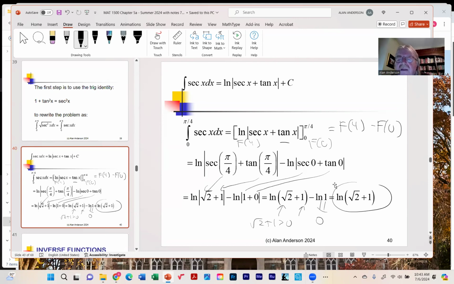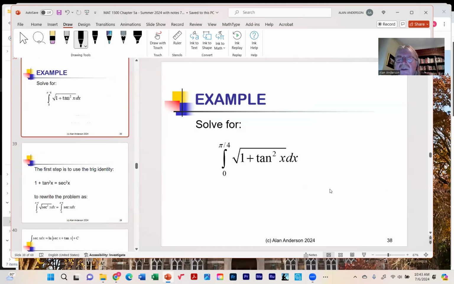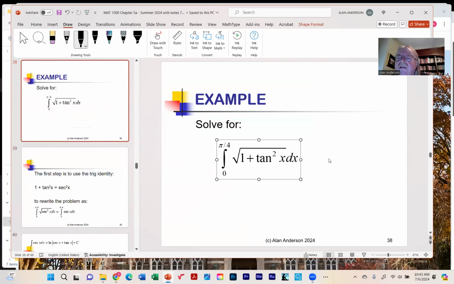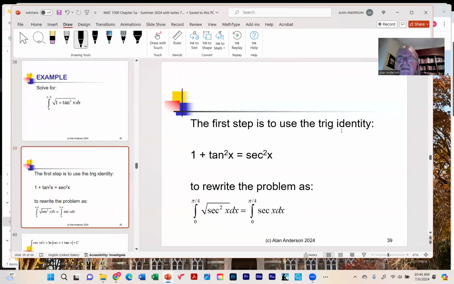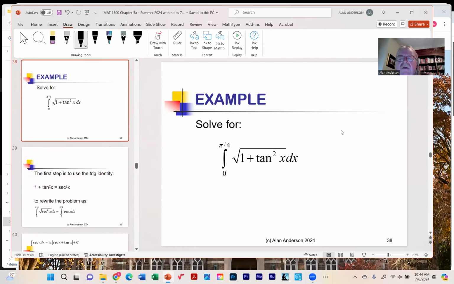But the clever part that got us started was recognizing that this can be simplified due to the trig identities. Sometimes, by the way, these three are called the Pythagorean identities because they're derived from the Pythagorean theorem. Okay. All right. So otherwise, if you didn't recognize that, you might have been stuck for a long time.